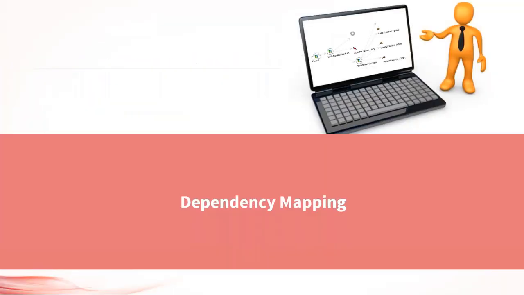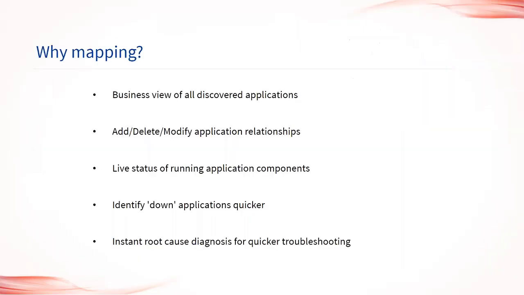Now that we have discovered monitors, the next step is to configure the relationship between various application components, and we call it dependency mapping. Mapping is very important because you will be able to see the holistic view of discovered applications. You can do certain modifications in the business view itself. You can see the live status of running applications, and even identify if there is any issue in a component right away.